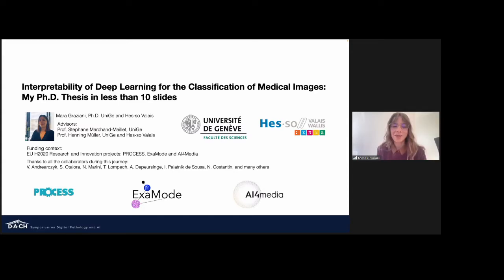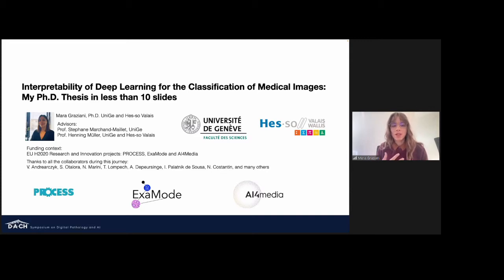So, well, hi everyone. I'm really honored to be invited here at the symposium. Today I will try to take my PhD work on interpretability of deep learning for the classification of medical images and summarize it in less than 10 slides. And obviously, I will mostly talk about pathology images today.